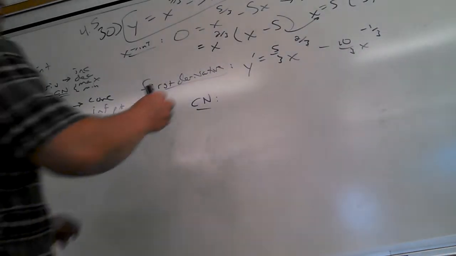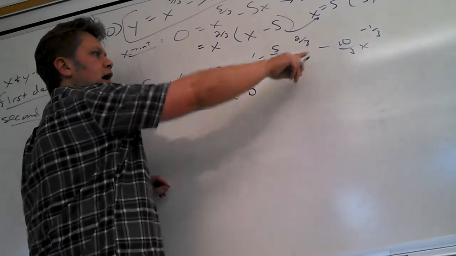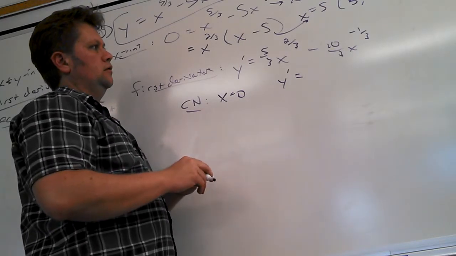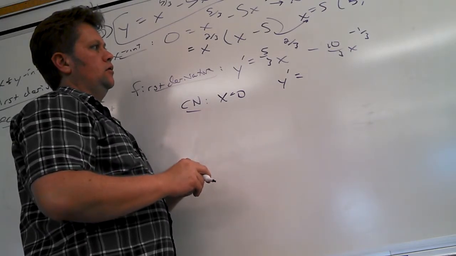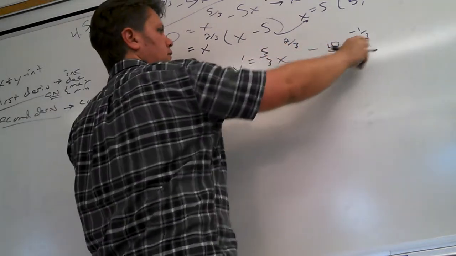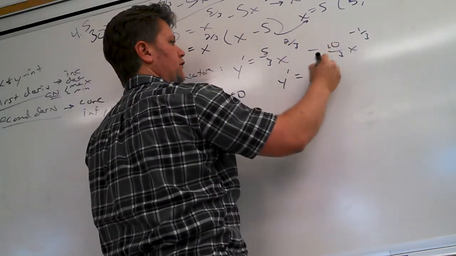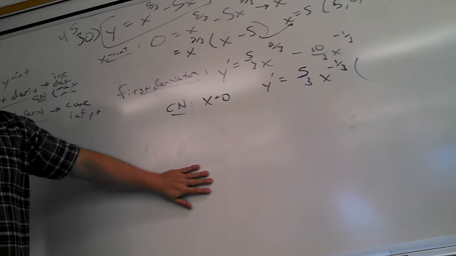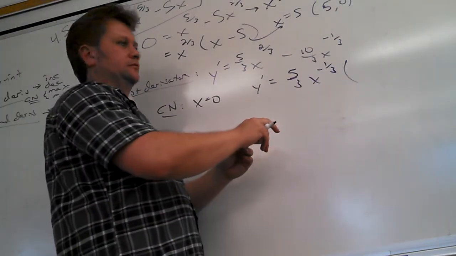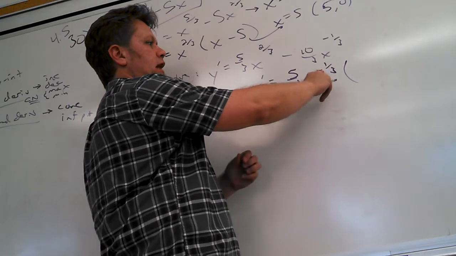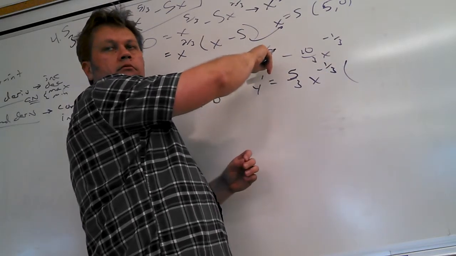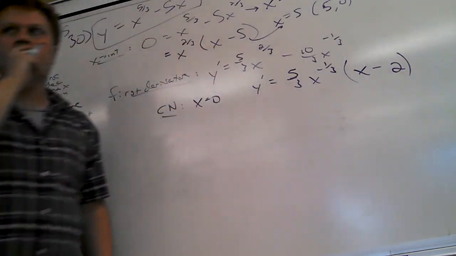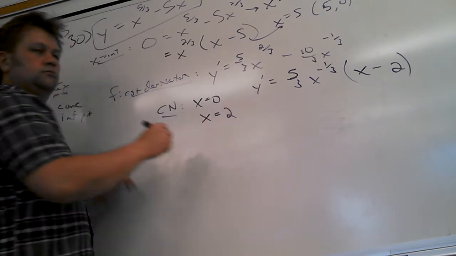So one critical number is equal to 0. How do you get the other one? What's the smaller power? It's 5x to the minus 1/3. So if I take a 5/3 x to the negative 1/3 out, what am I left with? When you take out an x to a negative power, you're actually adding that power here: x minus 2. So there's your other critical number. Another critical number is x equals 2.